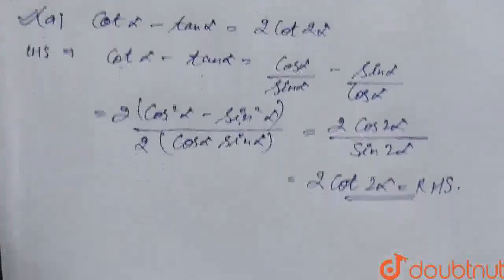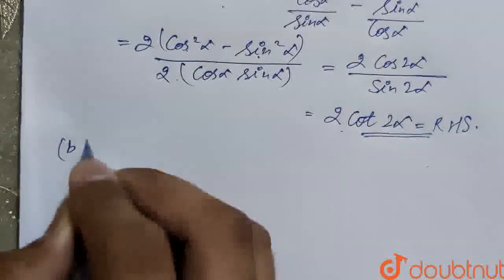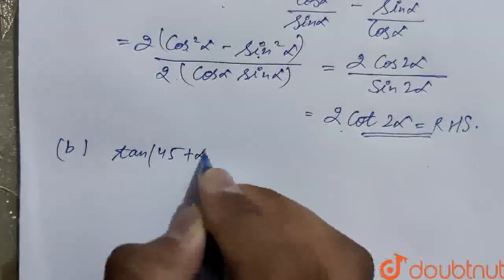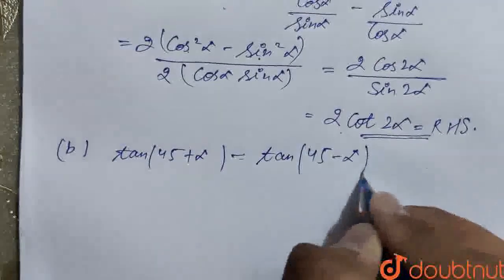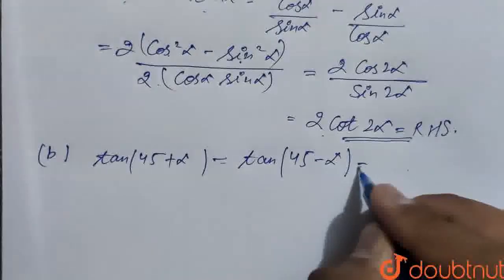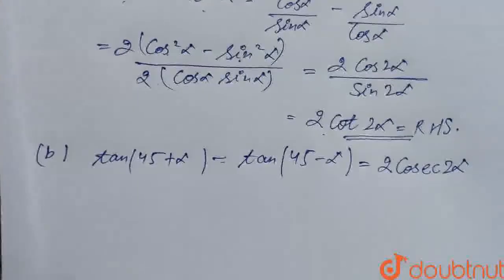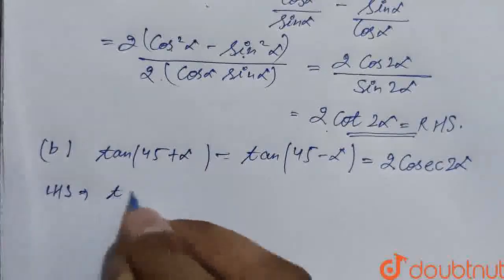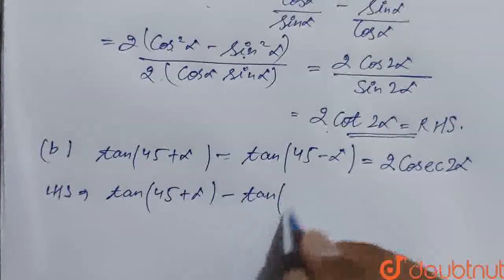Now we will check the second option, option B. In option B we are given tan (45 plus alpha) minus tan (45 minus alpha), and we have to prove whether it is correct or incorrect. It equals 2 cosec 2 alpha. So we will start like the first case by taking the left hand side, tan (45 plus alpha) minus tan (45 minus alpha).